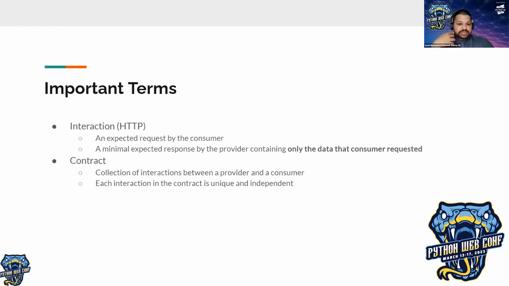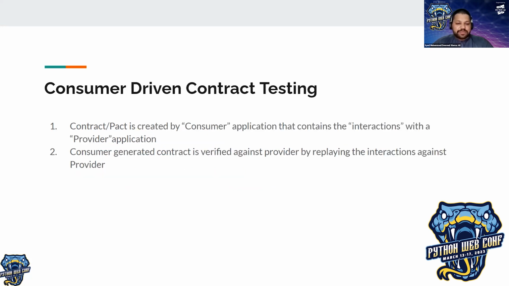A contract is just a collection of all the interactions that are happening between a provider and a consumer. A consumer might be using one API, or multiple APIs. It could be using one API in different contexts. The contract will contain all of those interactions, and each interaction in the contract is unique and independent from other interactions in that contract. So with that, we have established the base terms and the basic idea of what contract testing is.